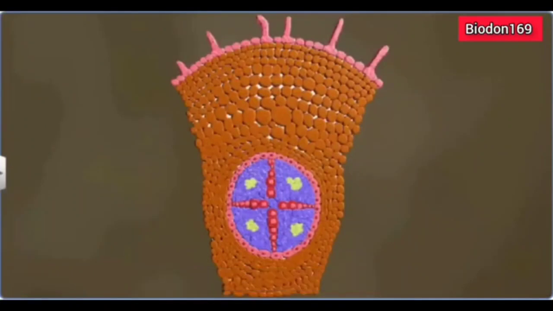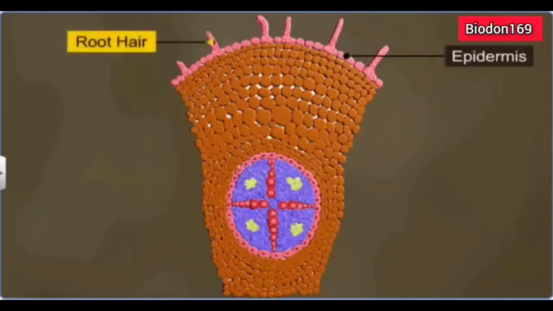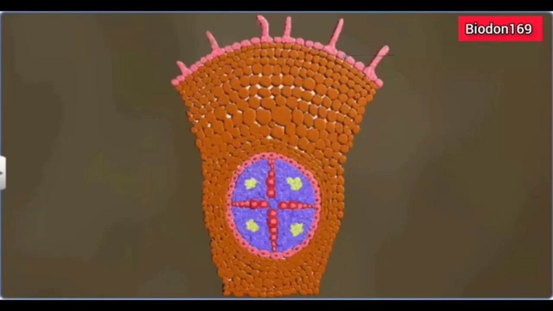The outermost single-layered tissue of the dicot root is called the epidermis. On the epidermis, you will also find some extended epidermal cells, which are unicellular root hairs. The epidermis is followed by cortex, which is formed of several layers of thin-walled parenchymatous cells.